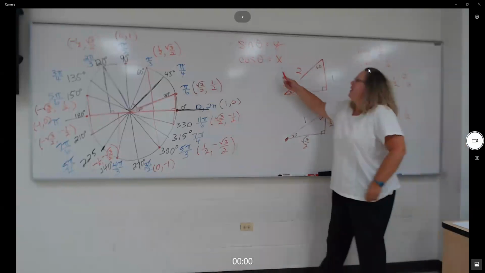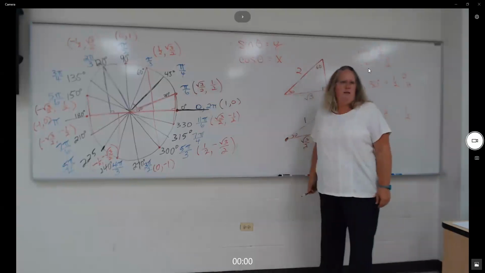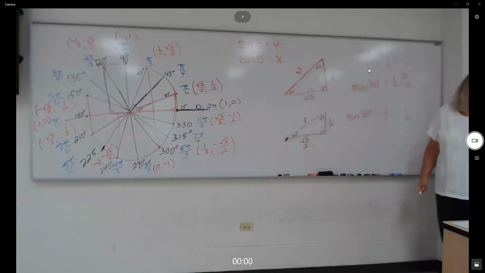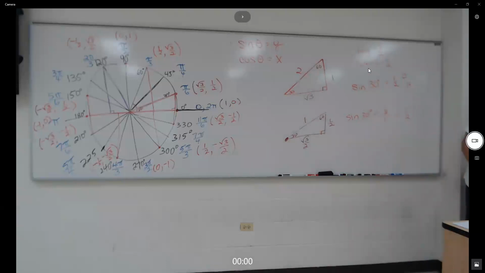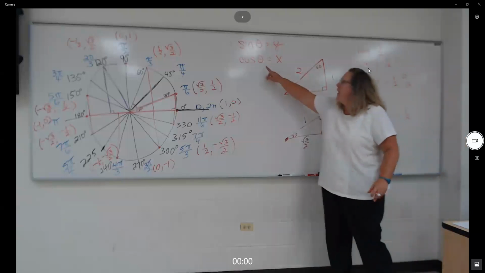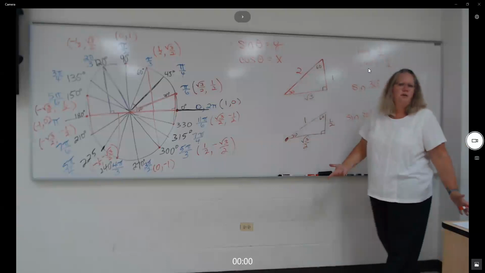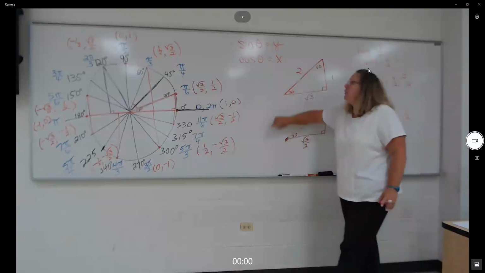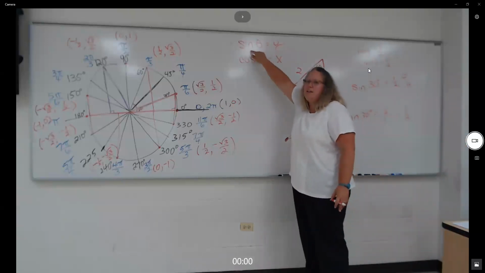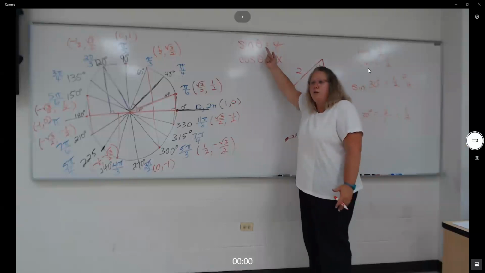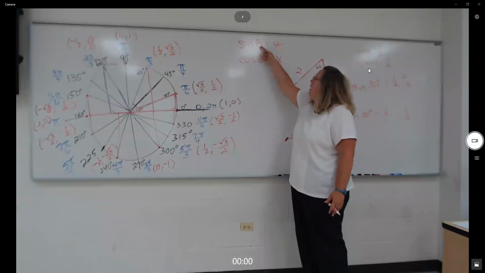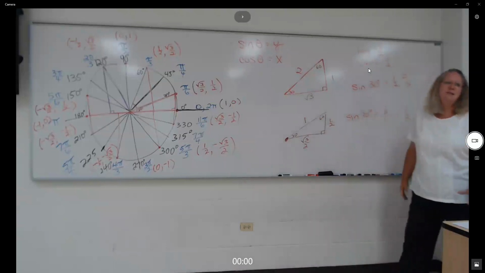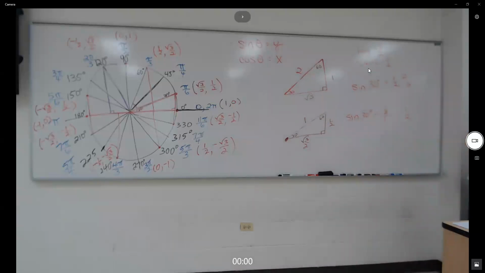Notice I have to put this. What does this mean? Sine of theta. Theta is just a Greek letter, and we always use it for an angle measure. So I have to tell you the angle measure. I have to tell you I want sine of 30 degrees, or I want sine of pi over 6. I have to tell you what angle measure we're talking about. Then you go find the y.